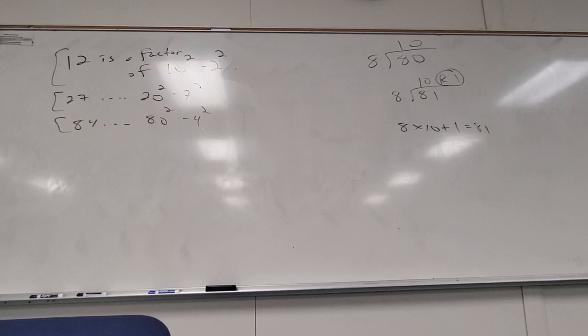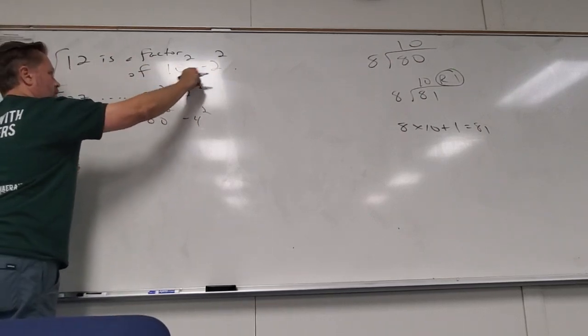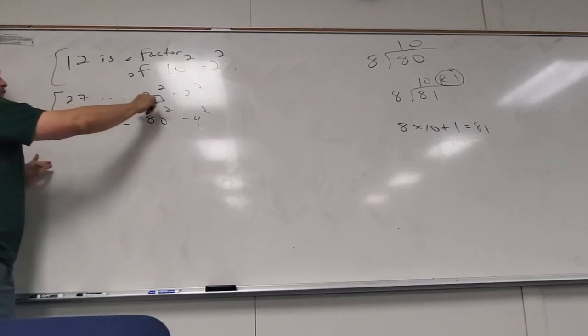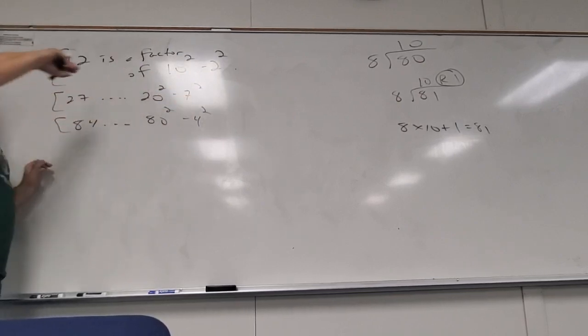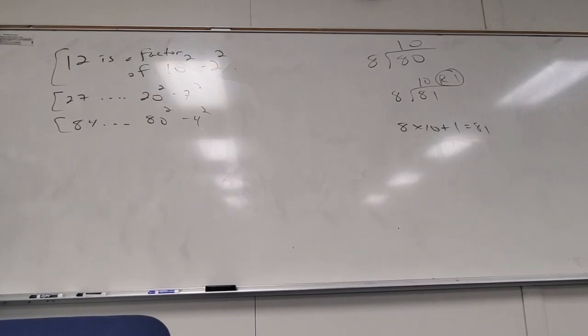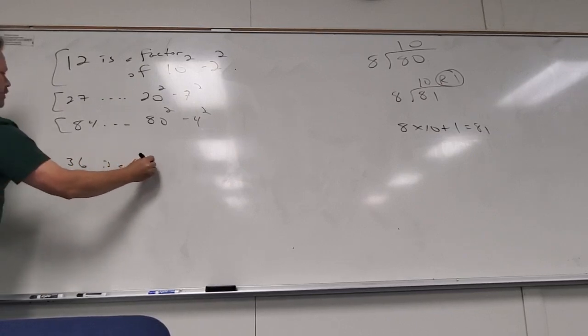How do you get 12 from these numbers? 10 plus 2. How do you get 27 from these numbers? 20 plus 7, I like it. So you're kind of saying it's broken into the tens place and the ones place, right? So for example, let's kind of create our own. Didn't ask us to, we're gonna create our own. So how would I kind of set up one for 36? Is a factor of?